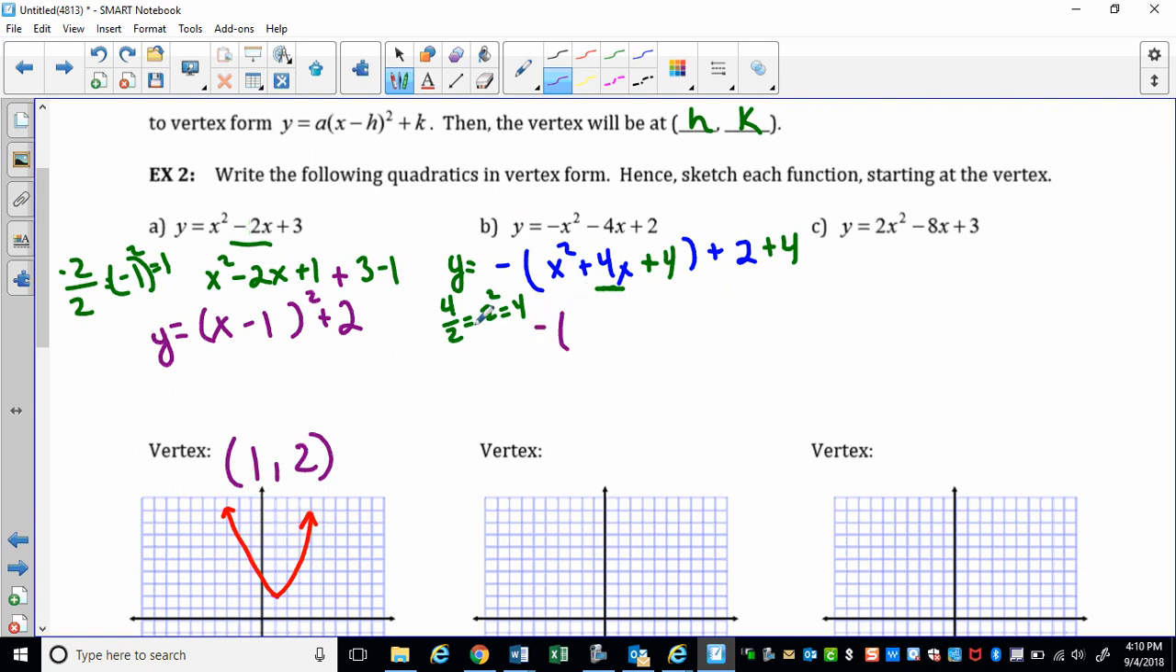You're still going to have to factor this, which is going to be (x plus 2) squared, right? And then you're just going to combine these. 2 plus 4 is 6. Y equals, sorry.